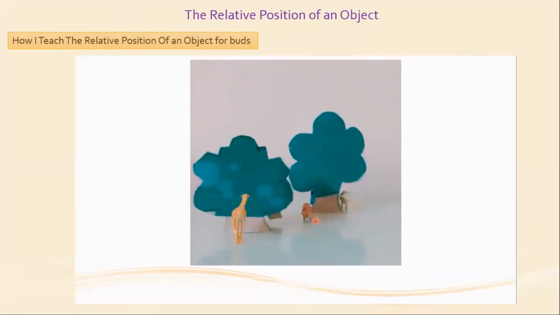Where is the pig? The pig is between these trees. The giraffe is in front of the tree. The cow is near the tree. The pig is between these trees. Okay, now you know in front of, near, between.